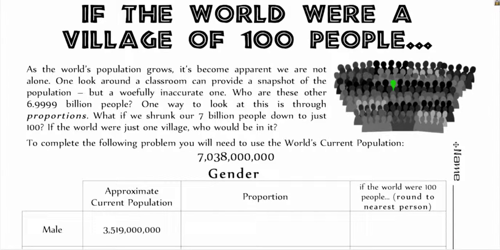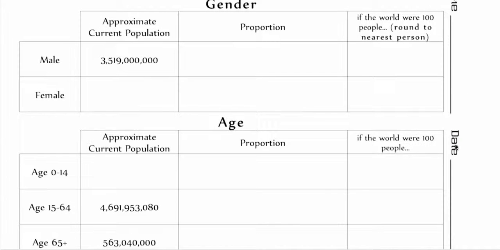But here's the basic idea. You're going to use the data and the information we have, and you're going to use your proportions to help us change it from the real population into just something out of 100. So here's what that's going to look like.